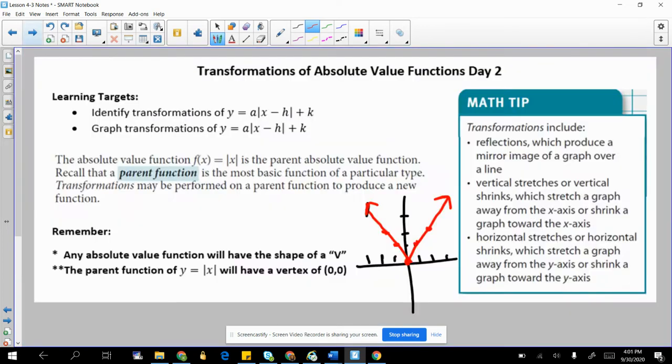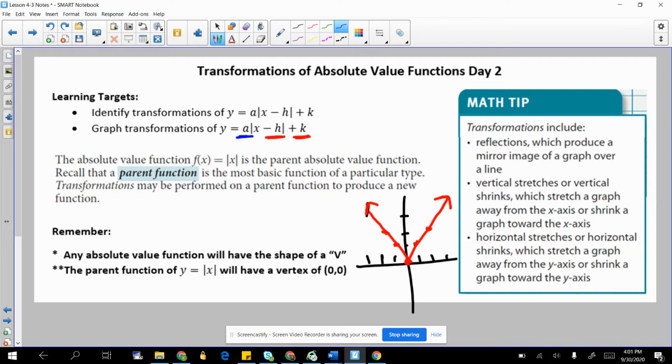Okay. So big things to remember from yesterday. We have this H value, which if you remember is going to move your absolute value function left or right. And then we have this K value that moved it up or down. The H value was inside the absolute value bars and the K was outside at the end. And then what we're going to learn about today is this A value and what that does. And that's out front. That's like being multiplied by the absolute value.